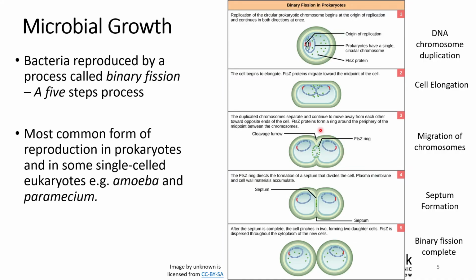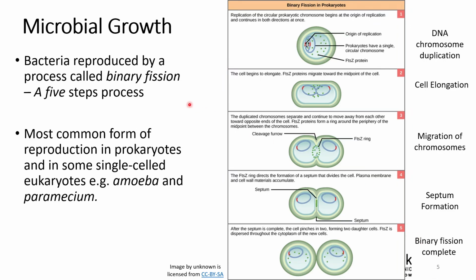And then eventually the proteins involved in the whole binary fission, called the FtsZ proteins, form a ring around the periphery, causing a cleavage furrow, as you can see here. So eventually you have a septum formation that divides the cell, and that's where the plasma membrane and cell wall material start to accumulate between the two incoming cells here. And then when the septum is completed, the cell pinches into two, forming two daughter cells. So here we are looking at the binary fission in completion.